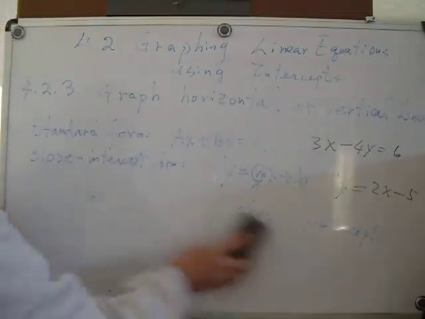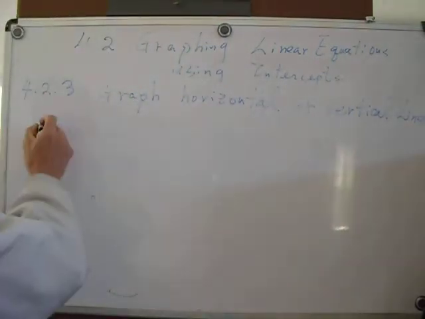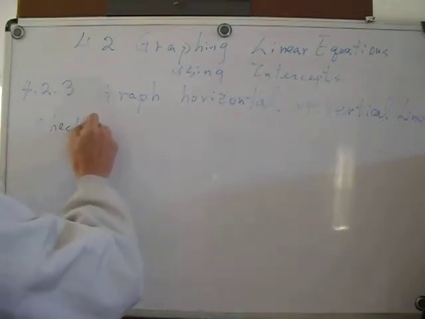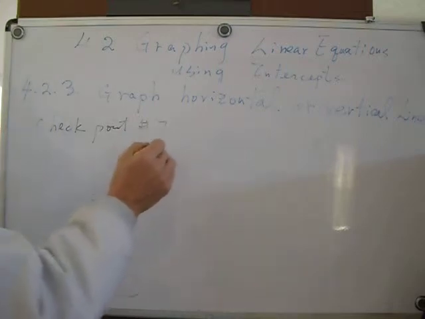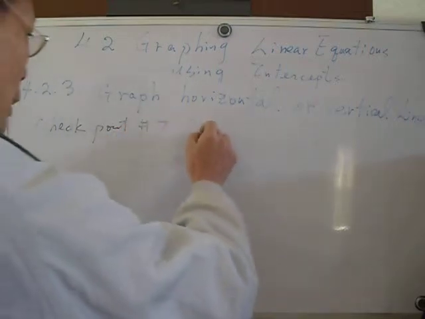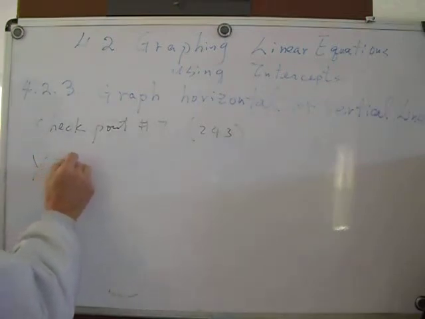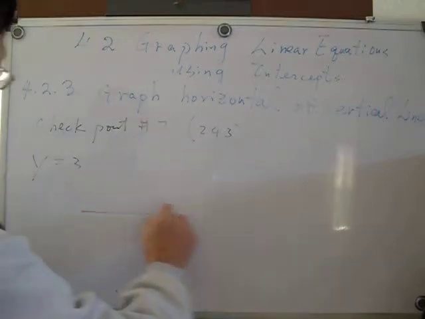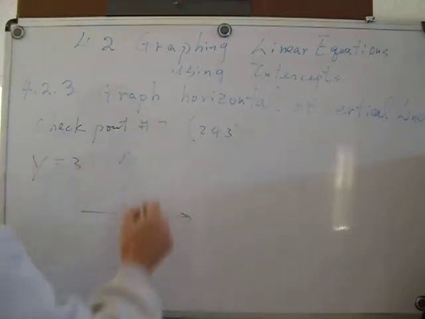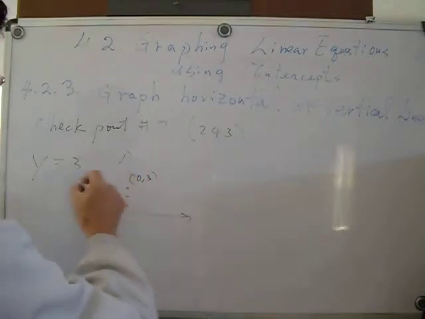So let's get into the example. In our textbook, checkpoint number 7, page number 243. I want you to graph y equals 3. No x component here. Y equals 3. So 1, 2, 3. This point is 0, 3.